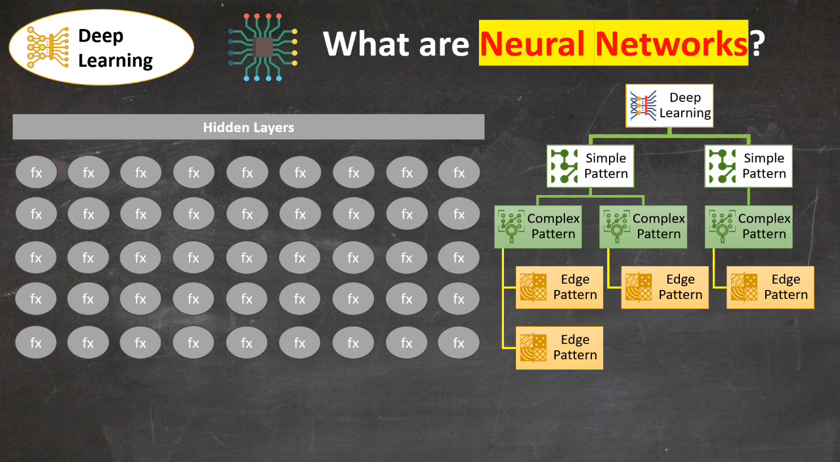Lastly, compare this to shallow networks with just one or two hidden layers. While effective for simpler tasks, they struggle with complex, high-dimensional data. Deep networks, on the other hand, can untangle intricate patterns and relationships, making them powerful tools for tackling sophisticated problems.